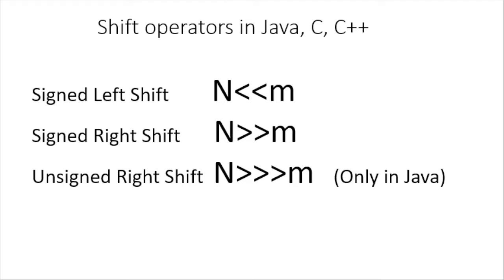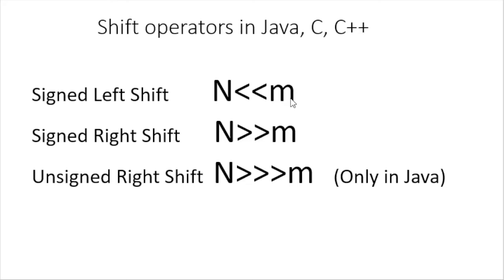So let's try to understand what the signed left shift operator is. On the left side, the number capital N, and on the right side, small m. It means that the binary representation of N is going to be shifted by m bits on the left side. It is better to say memory representation, how it is stored in memory. That representation is shifted by m bits on the left side when we are performing the signed left shift operator.